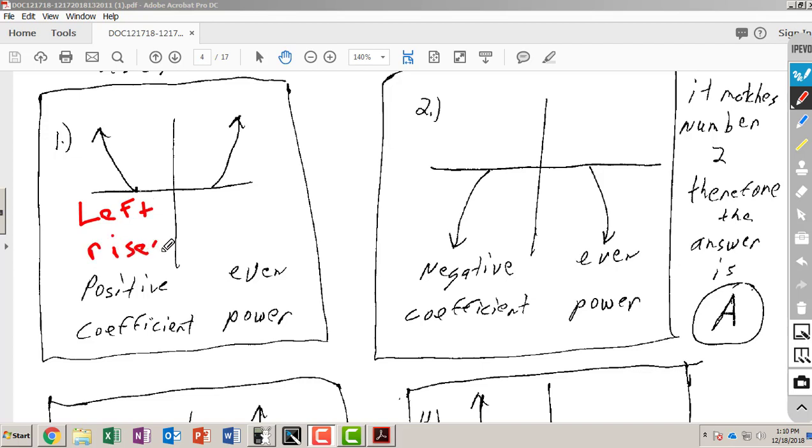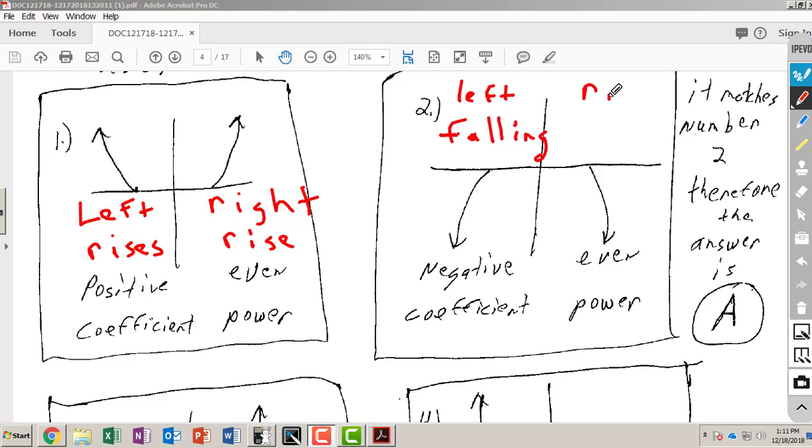And then on this other one, your right side is rising. So right and up mean the same thing. So same thing here. So the left is falling. And also your right would be falling.